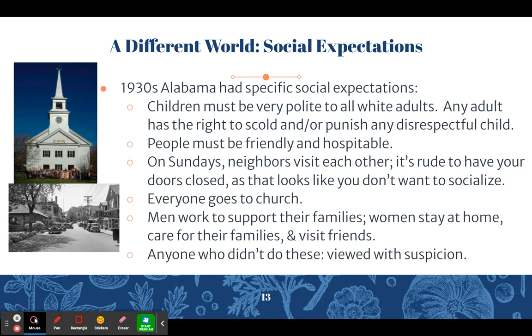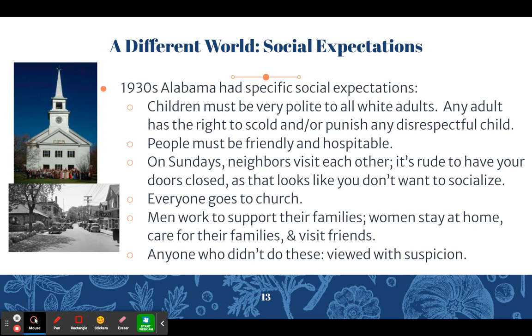People were expected to be friendly and hospitable to one another. On Sundays, neighbors would go and visit one another. It would be rude to have your doors closed. That looks like you don't want to socialize. So everyone would have their doors open. You would go around the neighborhood and socialize with each other. Everybody went to church. Men would work to support their families, while women would stay at home and care for their families and visit with friends. And anyone who didn't do these things was viewed with suspicion.